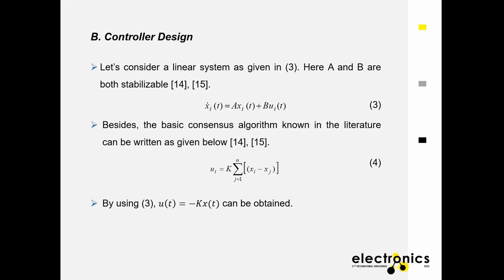After that, we can design consensus-based formation control. To realize this, we consider a linear system, which is given in equation three. Here, A and B are both stabilizable matrices. Besides, the basic consensus algorithm known in the literature can be given in equation four. Here, K represents the consensus formation control gain. Here, x_i minus x_j represents the neighborhood of all UAVs in the swarm. By using equation three for the whole system, u(t) can be described as u(t) equals minus K x(t). It can be obtained in this equation.